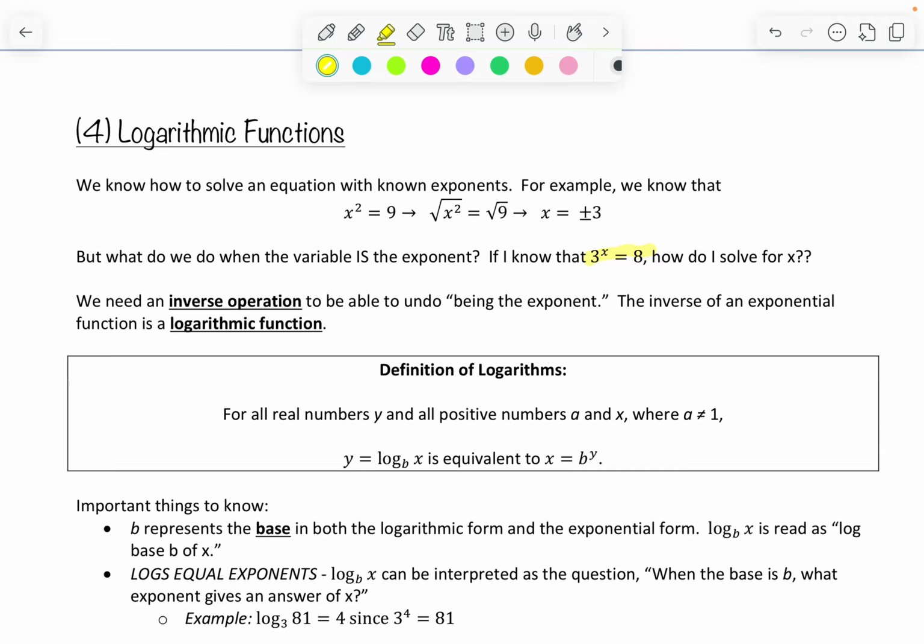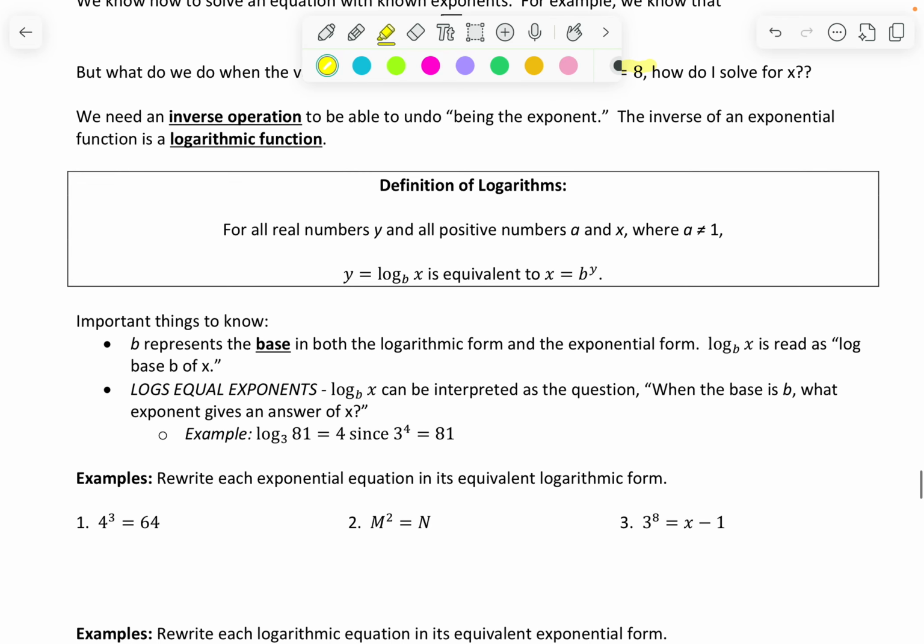So we need an inverse operation to be able to undo essentially being the exponent. We need something that's going to bring down an exponent so that we can work with it. And so that is where the logarithmic function came from. The inverse of an exponential function is a logarithmic function. So if I use an exponential function to evaluate something, I can use a logarithmic function to undo whatever I did there.